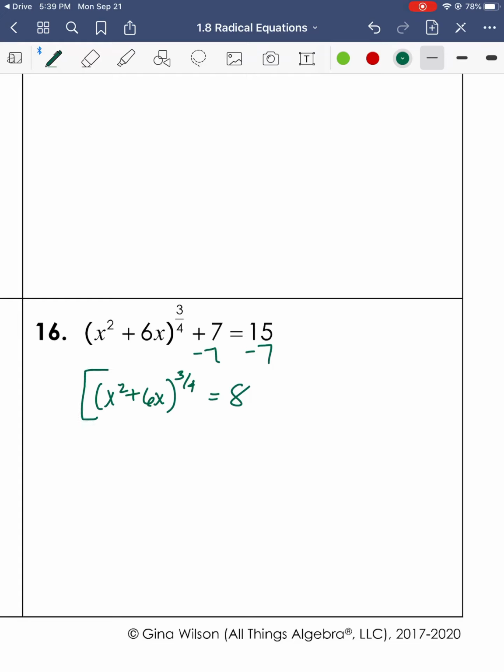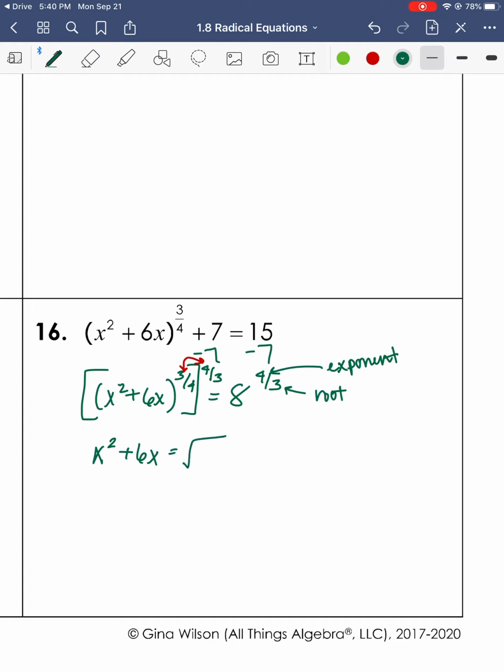All right. So then we're going to raise this to a power, and it's going to be the reciprocal of 3/4, which is 4 over 3. And then we're also going to raise 8 to the power of 4 over 3. So again, multiplying these exponents together, it's going to equal 1. So we can just write the insides as they are, x squared plus 6x. And then we have 8 raised to the 4/3. And if you recall from our rational exponents section, the denominator will become the root, and the numerator will become the exponent of the radicand.